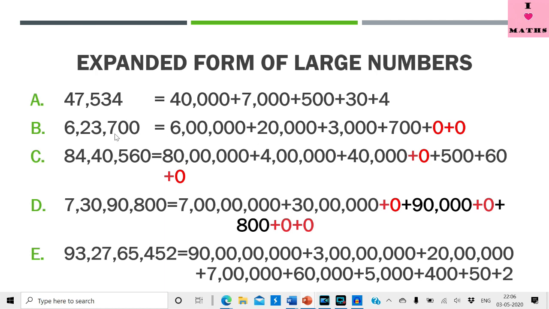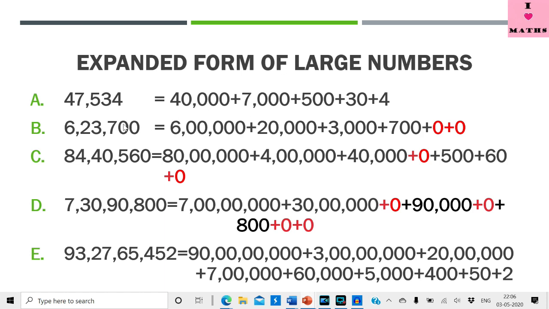And after that, the next non-zero digit is 7. And in the number, there are 2 digits after 7. Whether they are zeros or any other number, that does not make any difference. There are 2 digits after 7. So we will put 2 zeros after 7, making it 700.